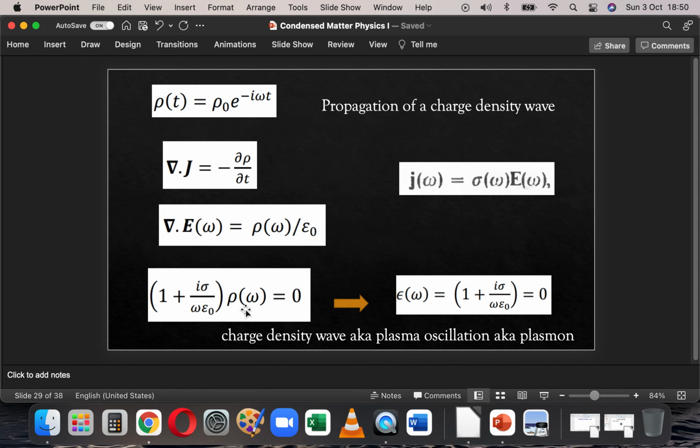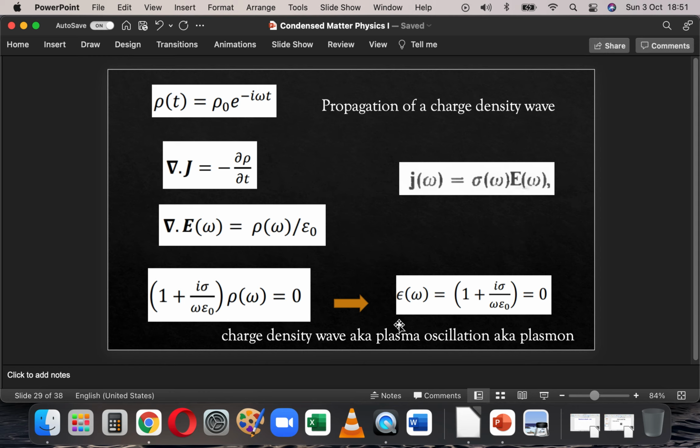And you can immediately see that the expression within the bracket is just epsilon of omega. So you can't have rho of omega going to 0. So the condition for the propagation of a charge density wave in a metal basically corresponds to the condition where the frequency dependent dielectric constant becomes 0. So that is exactly the condition where omega is equal to omega p.